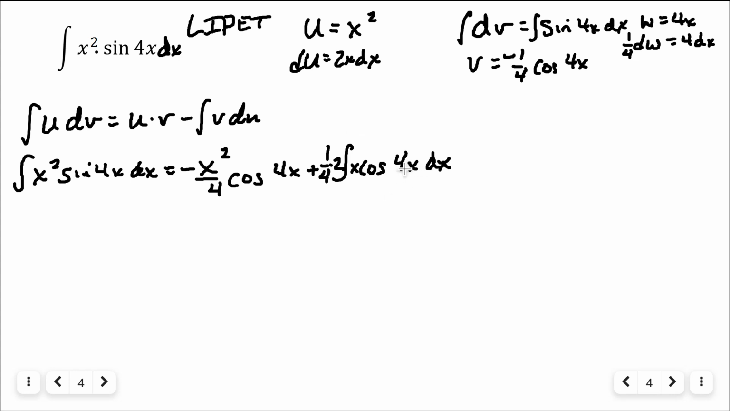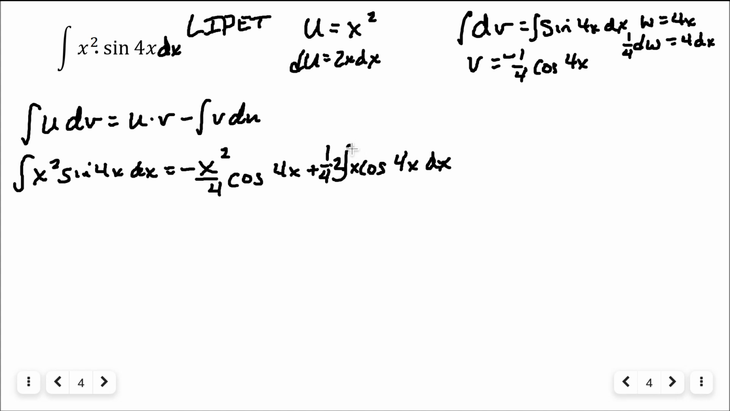And now you might be saying to yourself, well, wait a minute. The next integral is supposed to be something that I can calculate, right? And I can't calculate this integral. And I would agree with you. But the question is, is it easier than the one before? Theoretically, if you look at it, you started with x squared sine 4x. Now you're down to x cosine 4x. So you've reduced the x squared by 1 power. So mathematically it is easier to work with than the one before it.